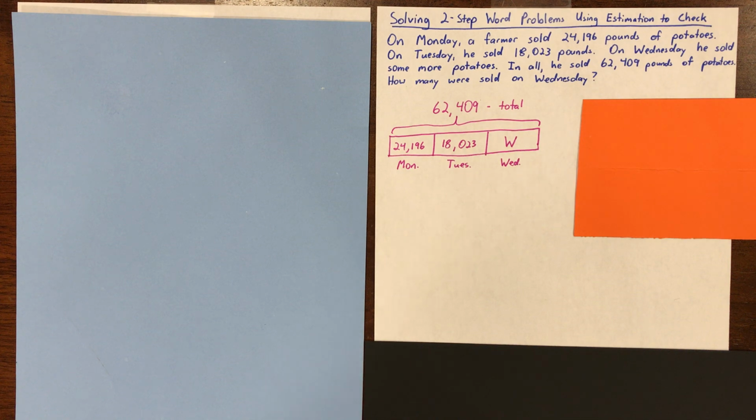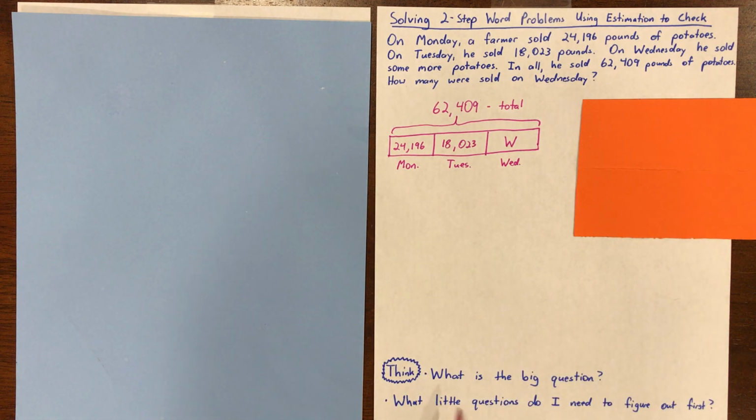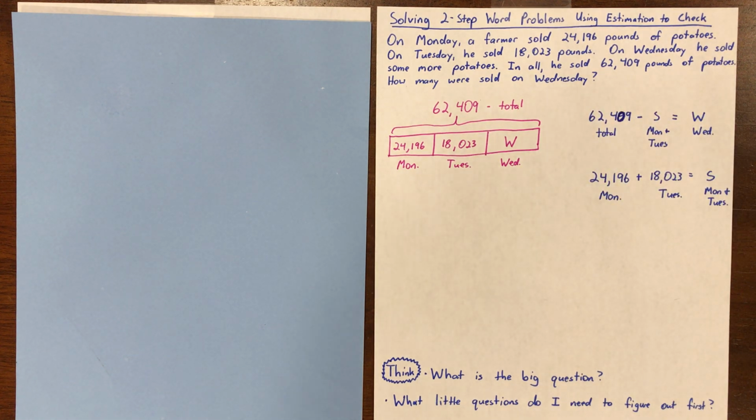Sweet. So this isn't our first rodeo with two-step story problems, right? We know that we always ask ourselves, what is the big question? And what little questions do I need to figure out first? So we talked about a representation that included both the big and the little questions. But some kids that I had last year, they like to separate those two things out into two representations like this. So my question is, does this representation, or these two representations, also correctly represent the problem?